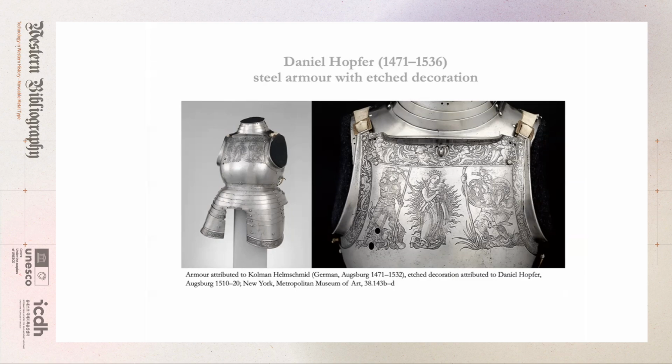The decoration of arms and armor with etched designs became a trade of its own. One prominent craftsman in this field was Daniel Hopfer from Augsburg, to whom the etching on this armor is attributed. The example shows that the steel was covered with a resist, a so-called etching ground, and the design drawn with the needle through the ground, after which the design was bitten into the steel.